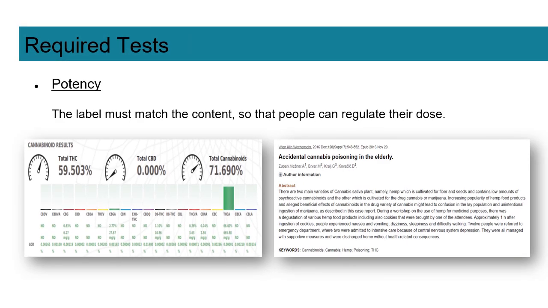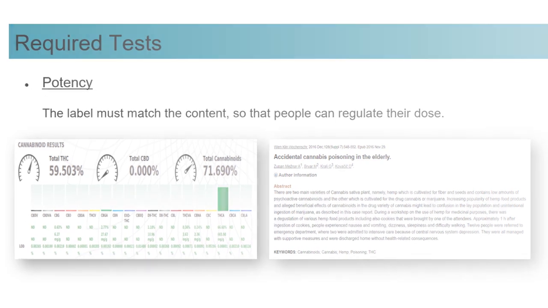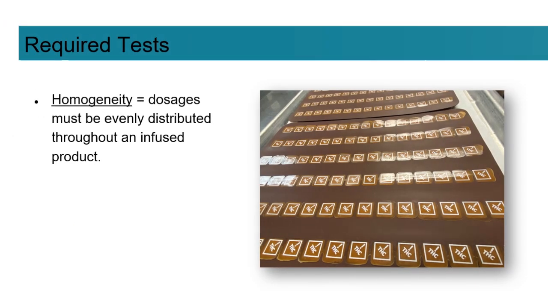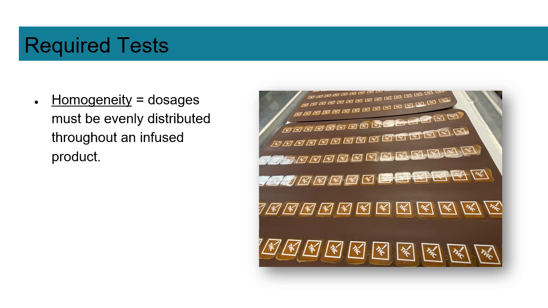Required tests. Potency. For potency, the cannabinoid label must match the content so that people can regulate their dose. On the left is an example of a cannabinoid report from a lab, and on the right is an example of how an unexpectedly high dose of THC affected public health. Another form of potency testing is homogeneity. This means that dosages must be evenly distributed throughout an infused product.